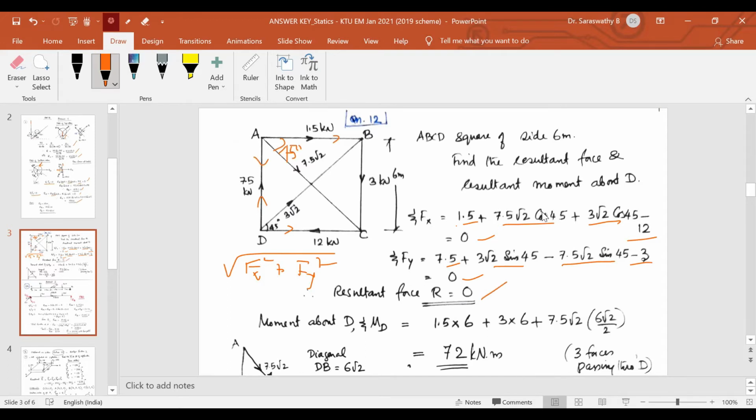Second part of the question is to find the resultant moment about D. So take moment about D. There are 3 forces passing through D, so those 3 forces don't have any moment.